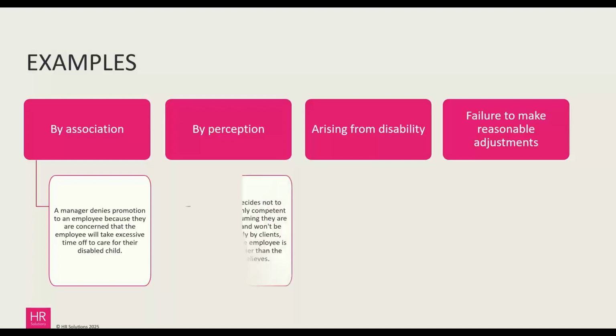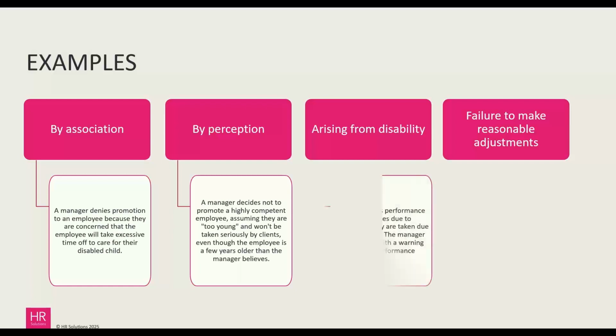that's where you have discrimination by association. With discrimination by perception, if you have somebody deciding not to promote a highly competent employee because they're assuming they're too young, they won't be taken seriously by clients, even though the employee is a few years older than the manager believes. That's a perception that the manager's holding and is making a decision because of it. And that's the example of discrimination by perception.